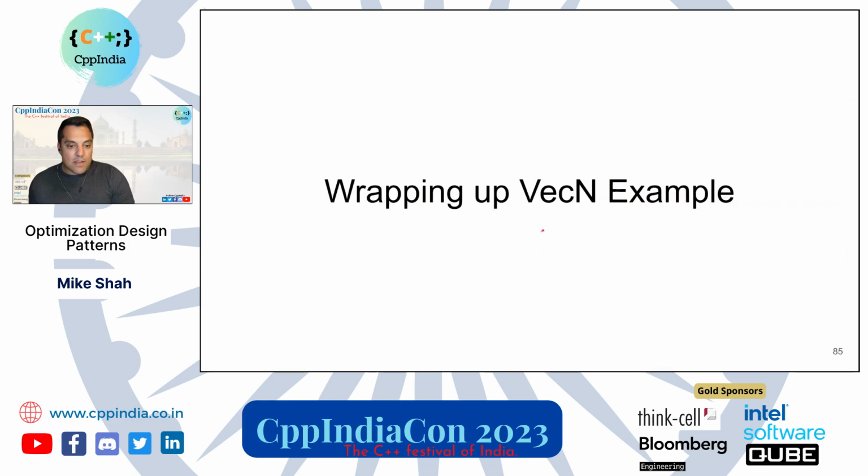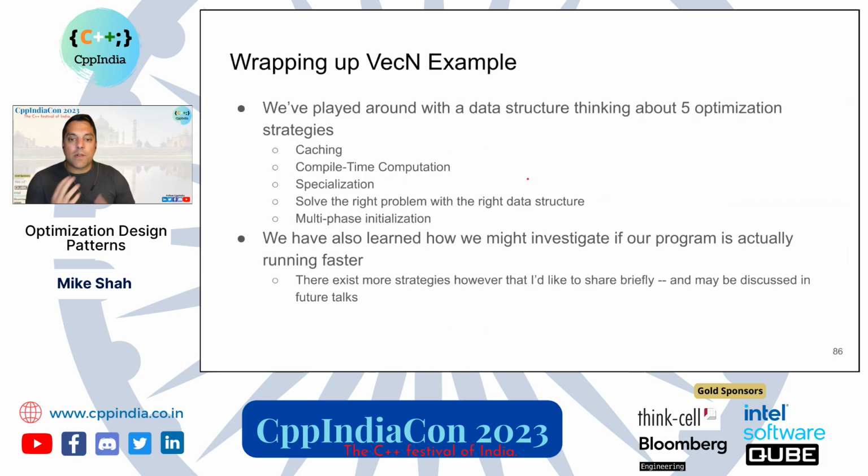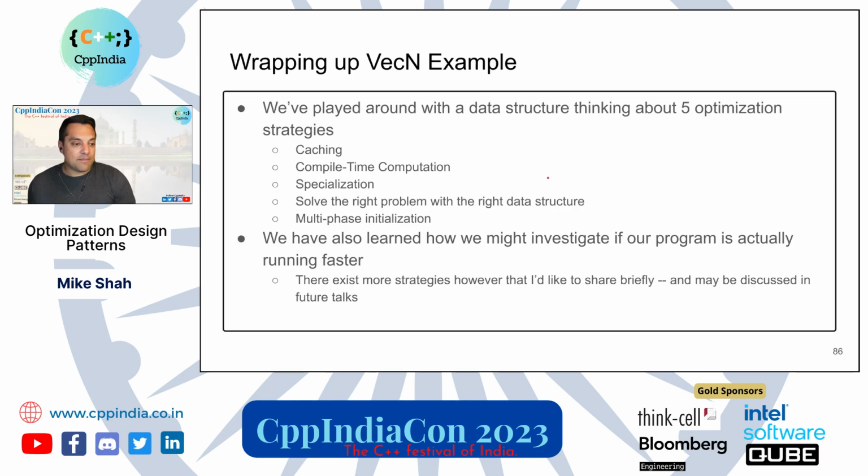So wrapping up the vector example here, we've played around with some strategies based off of what we've learned from Bentley's rules, or really what are just time-old optimization strategies. So things like caching, compile time optimization, specialization, using the right data structure, and maybe even multiple phase initialization. And hopefully we've learned just a little bit about how to profile and investigate these strategies. Because again, I want to be careful about giving a concrete pattern, but these are just known strategies that may or may not help us, and we have to measure.